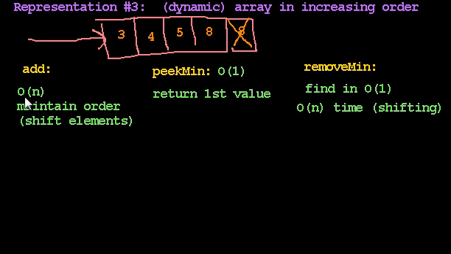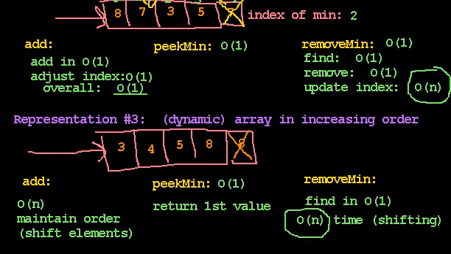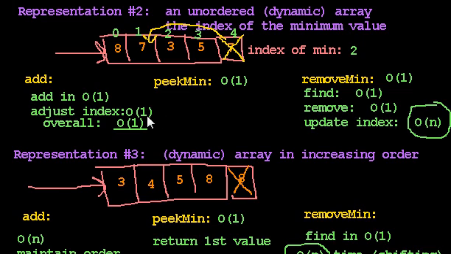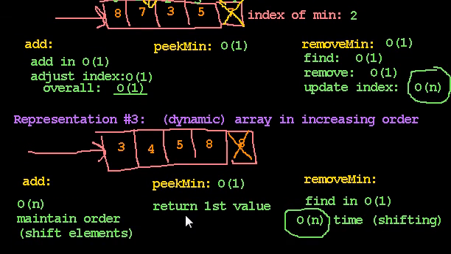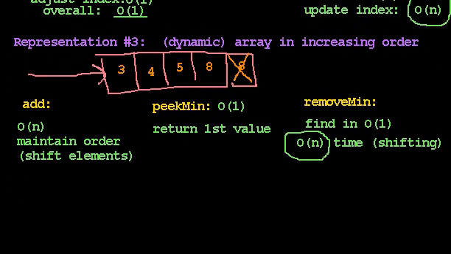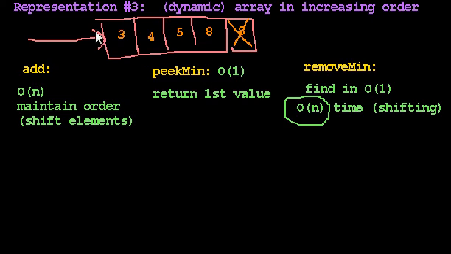So, in summary, add is linear, peek is constant, and remove minimum is linear, even though we could find it very quickly. So to compare, previously the best we had done was keeping track of the index of the minimum and having the data in no particular order. That was constant, but remove min was linear. Now we're worse. Add is linear and remove min is linear. Well, that's disappointing. So before you click on the next video, you might think about how could we take this idea and improve upon it so that we can get rid of some of this linear time and see more constant time. I'll see you in that next video when we explore representation number 4.